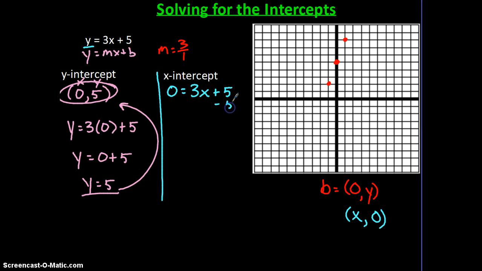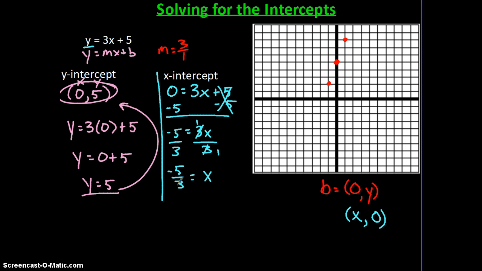Subtract 5 from both sides because I want to get that variable alone. Therefore, the 3x will drop in. It's equal to negative 5. And no, this is not going to be nice and neat. However, when I divide by 3 from both sides, I get x is equal to negative 5/3.